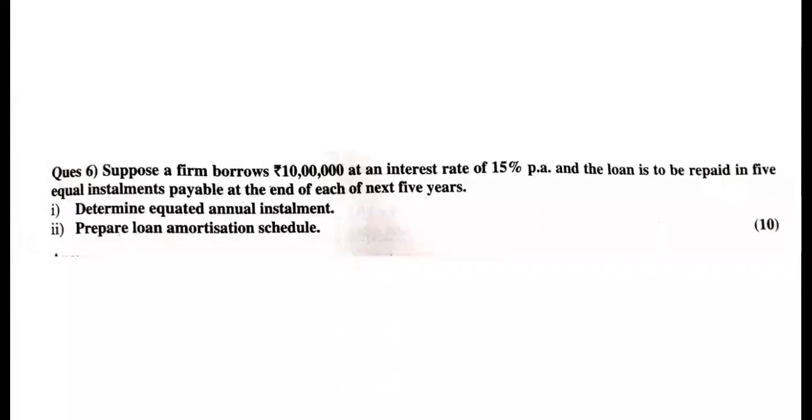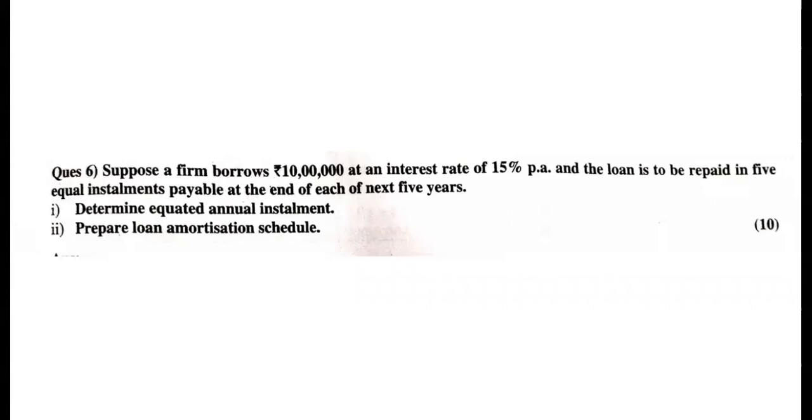So this is the problem given for 10 marks. We need to prepare the equated annual installment and loan amortization schedule. So what is that problem? Suppose a firm borrows 10 lakh at an interest rate of 15% per annum, and the loan is to be repaid in 5 equal installments payable at the end of each of the next 5 years.